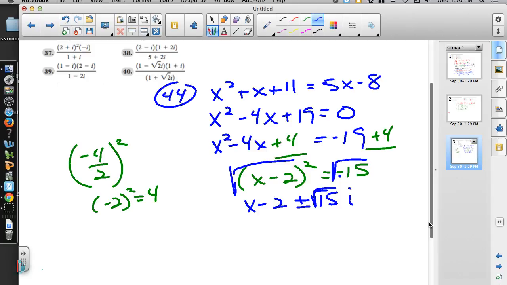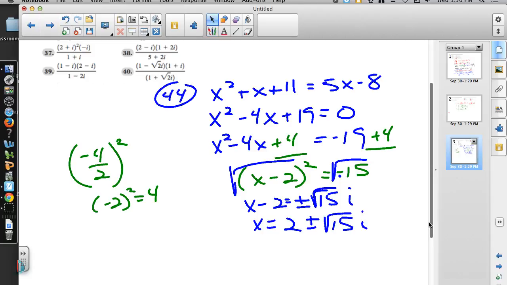And then what we need to do is just go ahead and add 2 to both sides. So x equals 2 plus or minus the square root of 15 i. And that one is done. And that was the last one that you had for the FAQs.